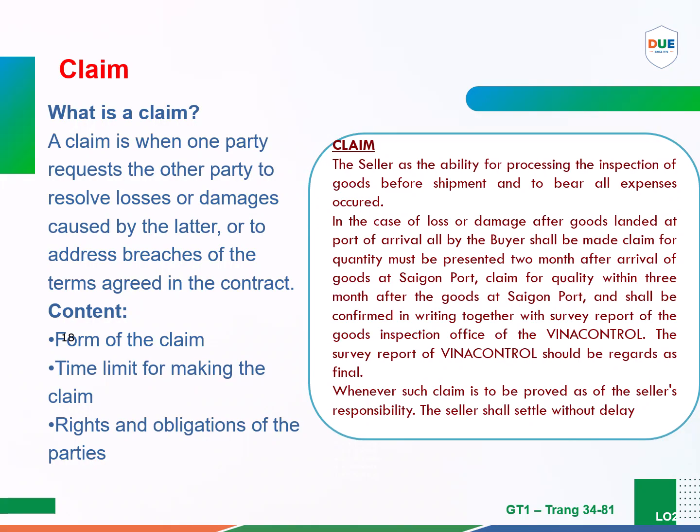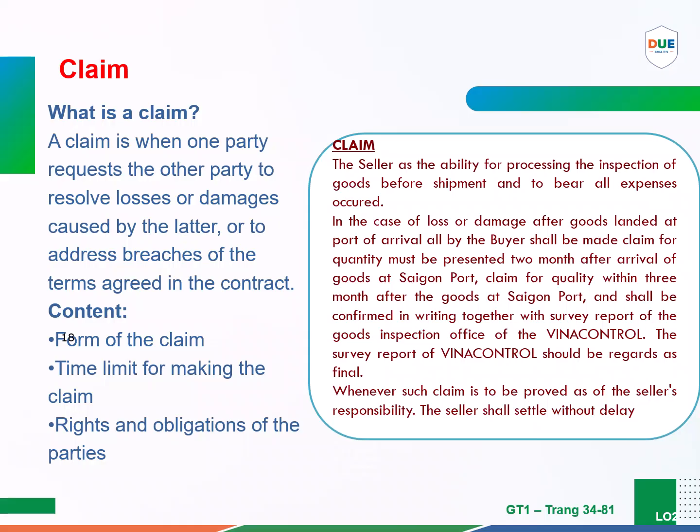Typically, claims must be made in writing stating the content of the complaint, legal grounds, the amount of compensation requested, and accompanied by supporting documents such as inspection reports, quality certificates, bills of lading, and invoices. The contract should also define the time limit for making claims, usually counted from the moment of receiving the goods, discovering a breach, or receiving relevant documents. If a claim is not made within this period, the aggrieved party may lose the right to claim.